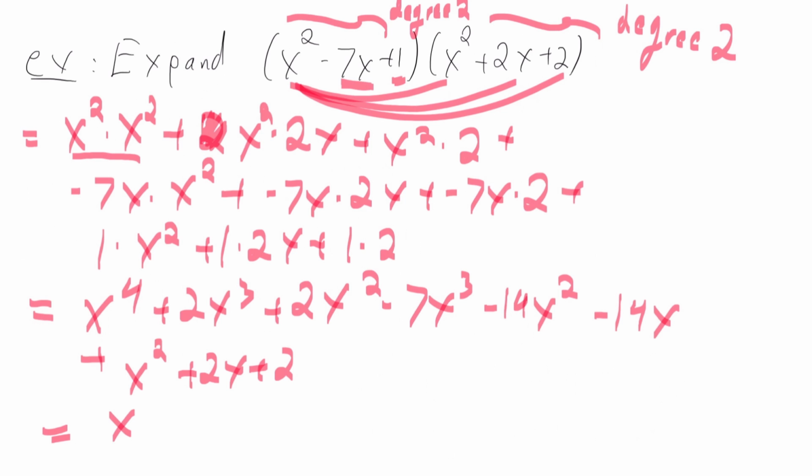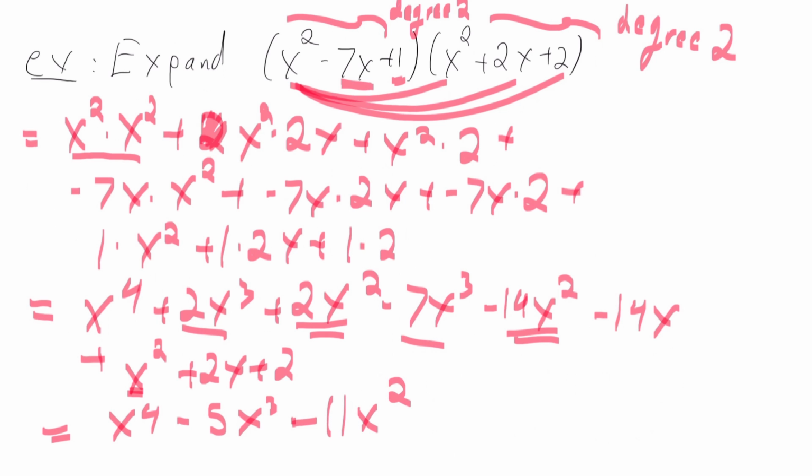So x to the 4th appears once. There's an x cubed here and an x cubed here, so minus 5x cubed. And where are the x squareds? There's one here, here, and here. So that gives me minus 11x squared. For x, it's minus 14 and 2, so minus 12, and then plus 2.